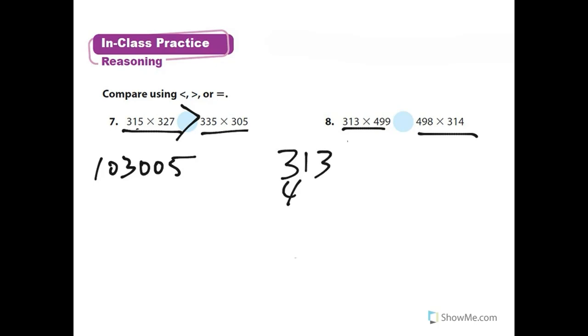Alright, so 313 times 499. 9 times 3 is 27. Carry that 2. 9 times 1 is 9 plus 2 is 11. Carry that 1. 9 times 3 is 27.